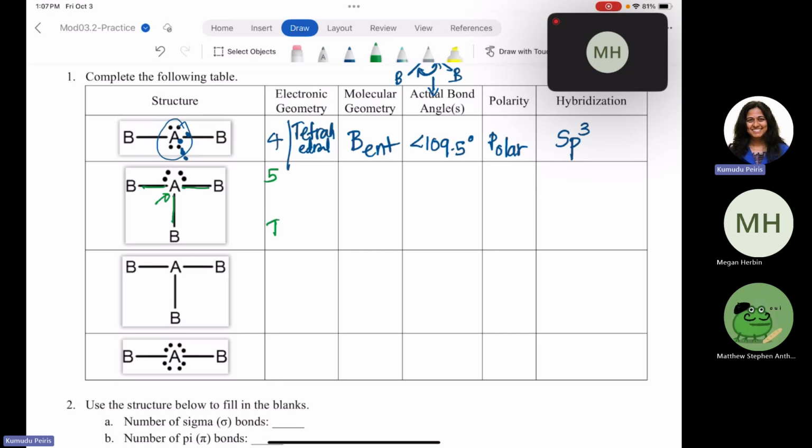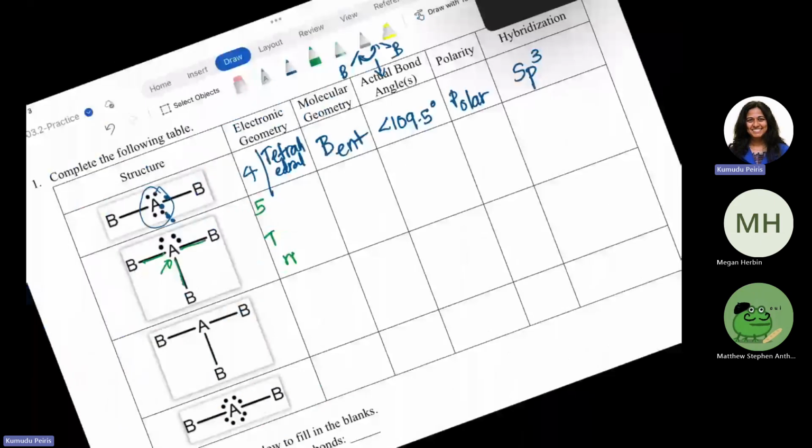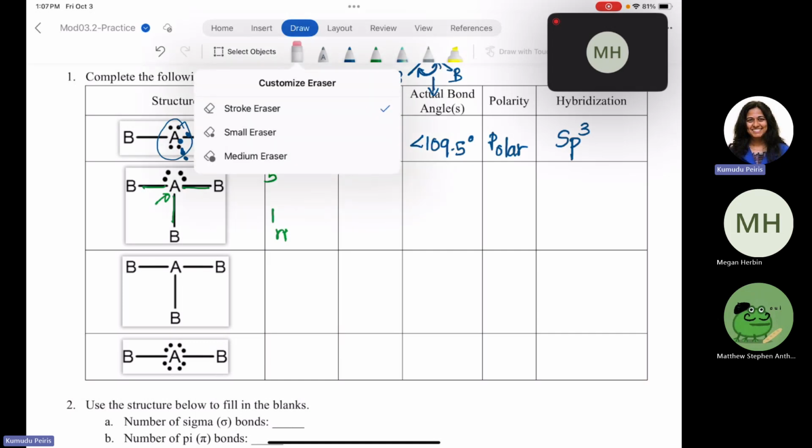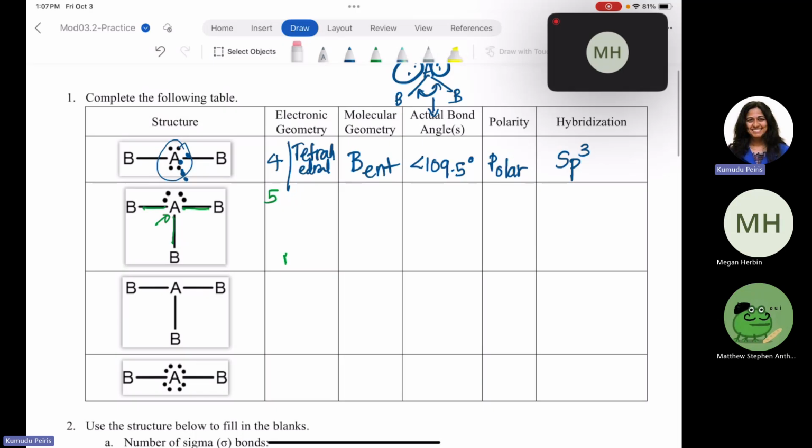Oh, what? Hmm, it moves. Okay, this will be trigonal plane.